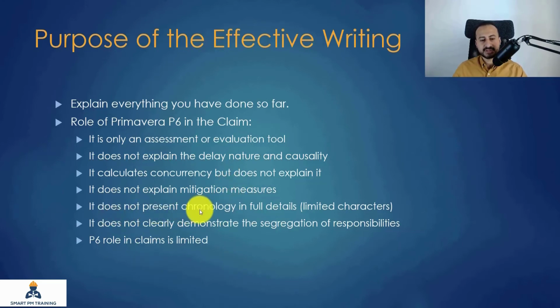It does not present chronology in full details. As we said, it's only limited characters, so you have to refer to the writing part to understand everything in more detail. It does not clearly demonstrate the segregation of responsibilities. All parties in the project get delayed: a supplier, a subcontractor, client, consultant, contractor, whatever. All parties will get delayed because the nature of construction projects is very demanding. There is a lot of work to do, and it is still an investment.